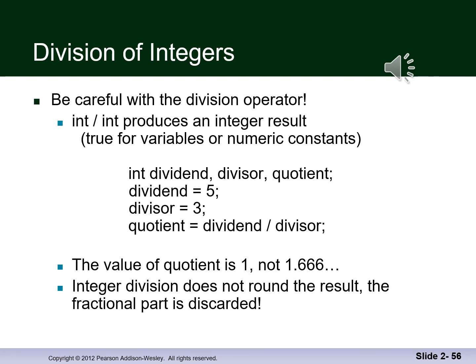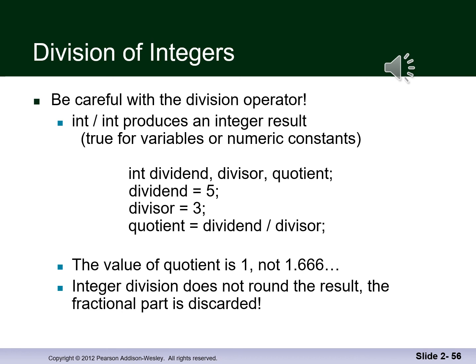So let's take a look at this example. We declare 3 ints: dividend, divisor, and quotient. Dividend is initialized to the value of 5. That's okay. Divisor is initialized to the value of 3. That's okay. And then quotient is assigned the result of the expression dividend divided by divisor. Well, 5 divided by 3 is not going to yield an int. The true result is 1.6666. However, the value of quotient becomes 1.